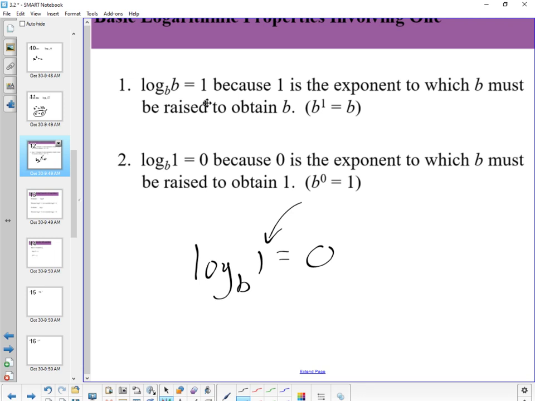Make sure you understand it. Don't just joke about it and try to move on. I love that you're making light of it, but anything to the 0 power is 1. So log base b of 1 should always be 0.